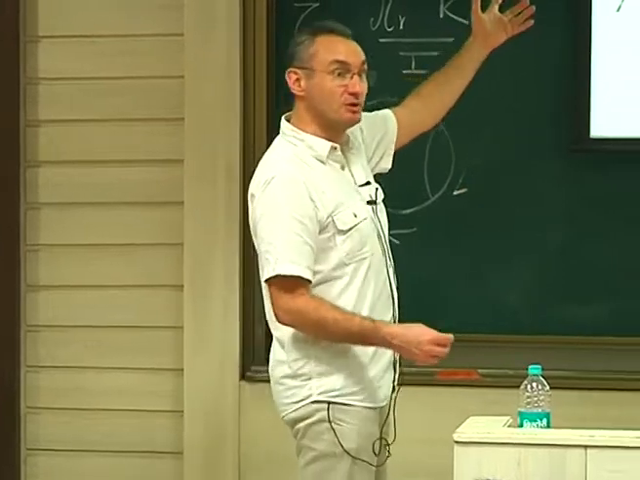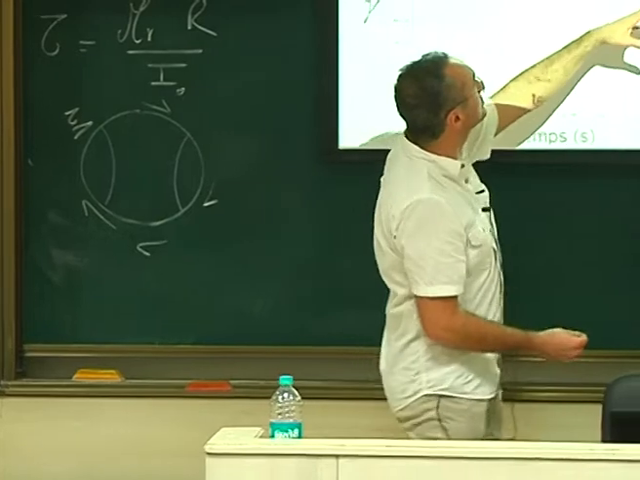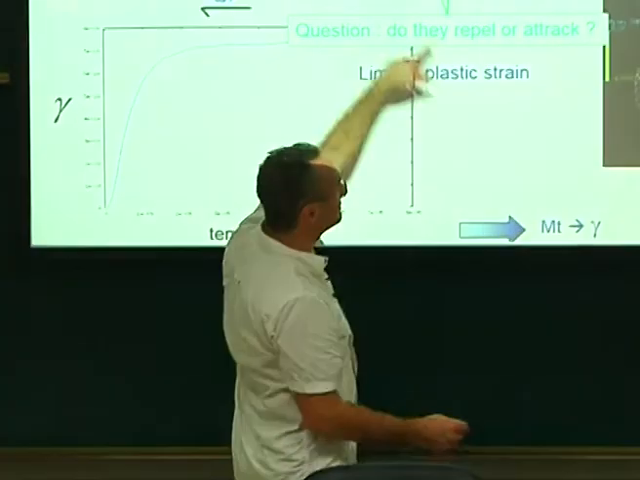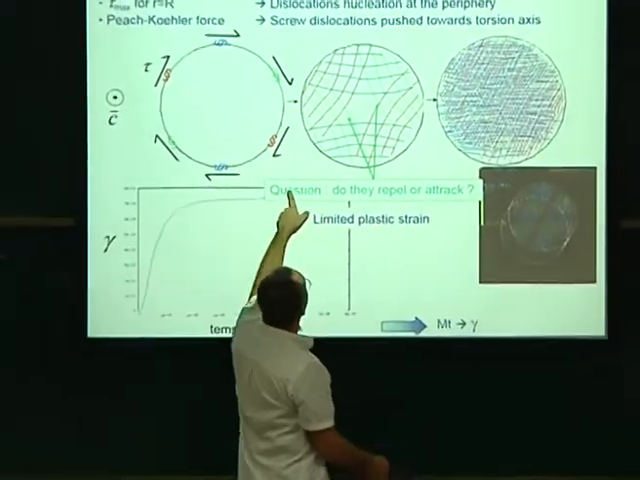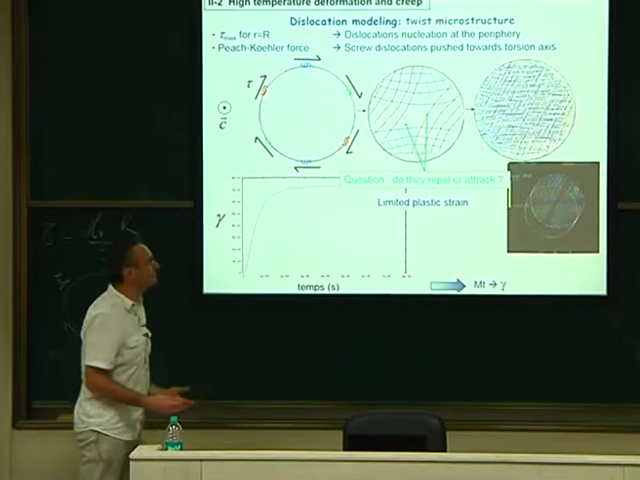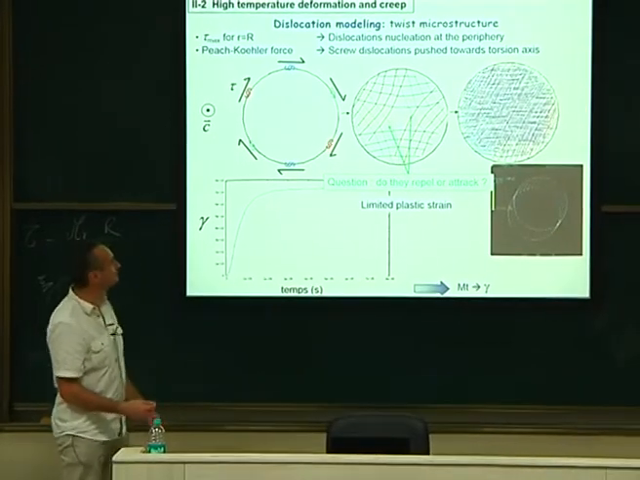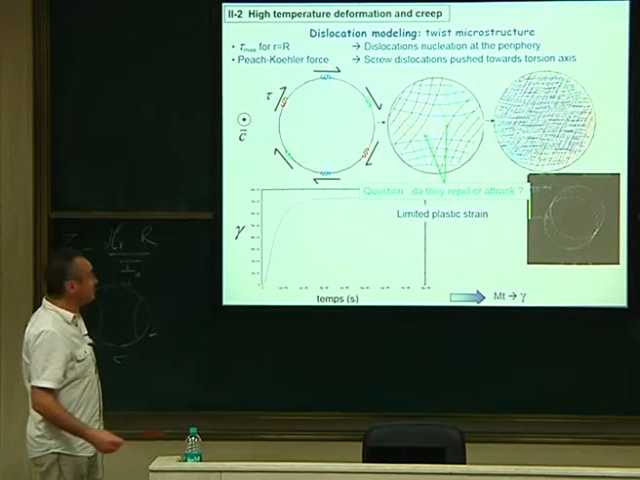This is a twist boundary. We were speaking about twist. So this is a torsion test. So we have sources, dislocation screw, which are emitted from the boundary like that, and they pile up at the center. And my question was, do they repel or do they attract? And a lot of them say they attract. Why do they attract? And stress is zero at center, that's true.